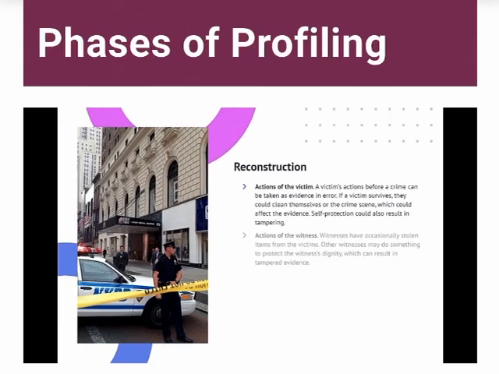Actions of the victim. A victim's actions before a crime can be taken as evidence in error. If a victim survives, they could clean themselves or the crime scene, which could affect the evidence. Self-protection could also result in tampering. Actions of the witness. Witnesses have occasionally stolen items from the victims. Other witnesses may do something to protect the witness's dignity, which can result in tampered evidence.